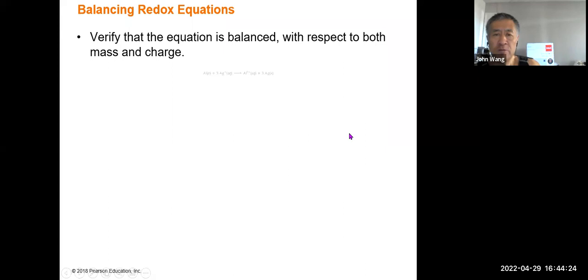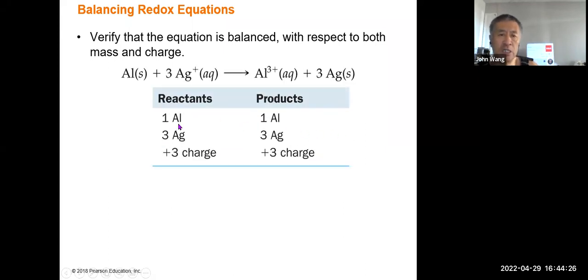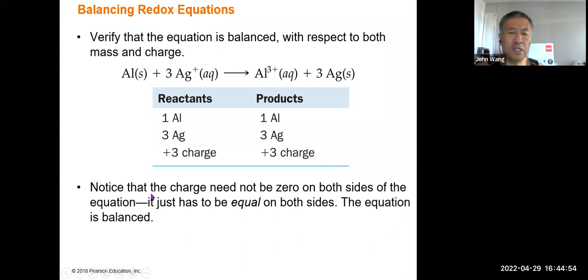To verify the equation is balanced, you can just do a check. Check how many atoms and how much charge. Everything should be balanced. The Al is balanced, 1 Al, 1 Al. The Ag is balanced, 3 Ag, 3 Ag. The charge, plus 1 times 3 is plus 3. And here just 1 of the 3 plus, therefore 1 times 3 is 3 plus. Notice that the charge need not be 0 on both sides of the equation. It just has to be equal on both sides. So therefore, the equation is balanced.